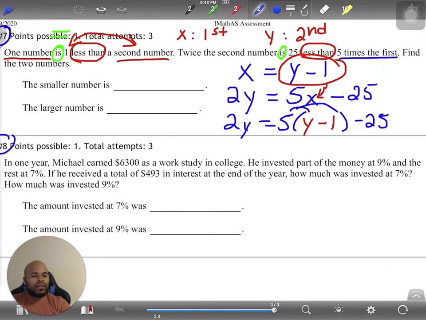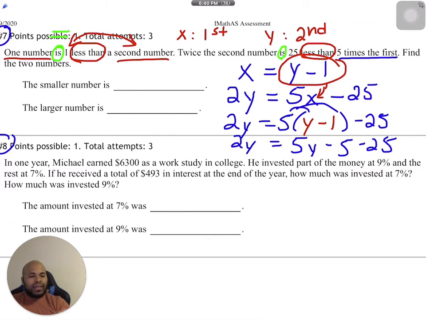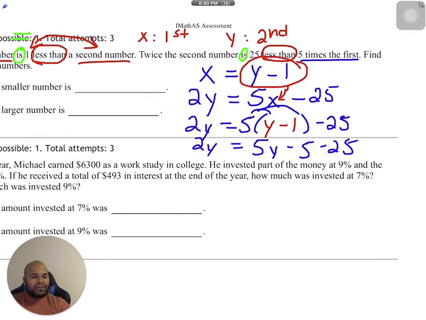From here, it shouldn't be that bad. This is just regular algebra, pre-algebra actually. This is 5y minus 5. And then you bring down the minus 25. That was the distributive property. And now I'm going to move all the y's to the left. Okay, so I'm going to continue it on the side over here because I have to do that last problem, number 8, I believe. So here we go.